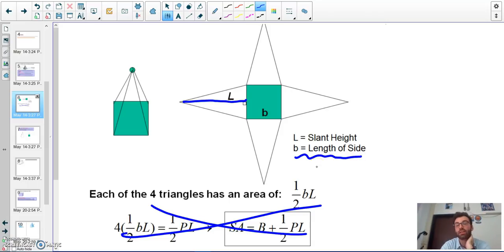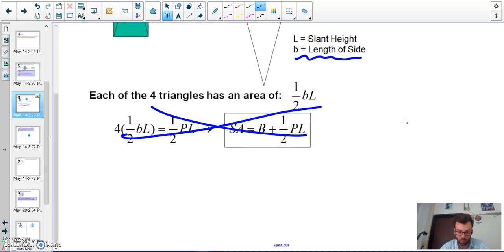So really, to find the total surface area of the shape, I could find the area of each of these 4 triangles individually and add the area of the base, and I would get my answer. You are always able to do this.